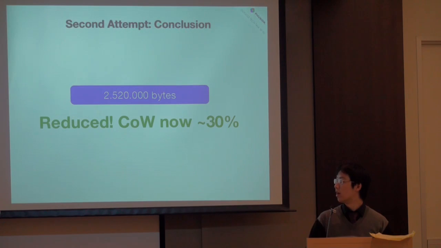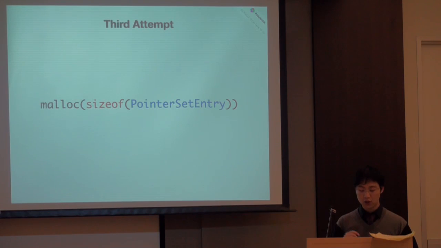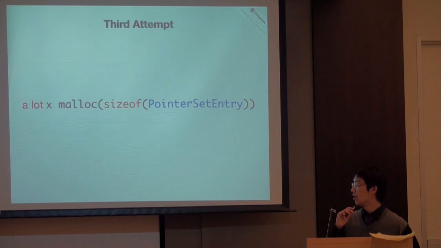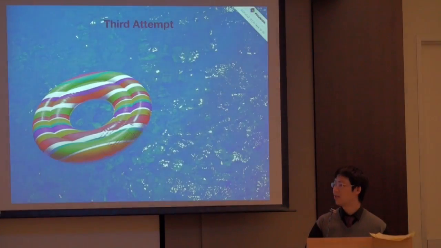So the garbage collector now only uses 2.4 megabytes of memory for the marking table, and the garbage collection speed did not change, but the copy on write efficiency went up to about 30%. So this is definitely an improvement, but 30% is still not very good. So we tried to optimize this even further. And if you recall that all the set entries are allocated with malloc, and we know that there's a lot of them, then we thought, well, maybe we can optimize this by using a memory pool.